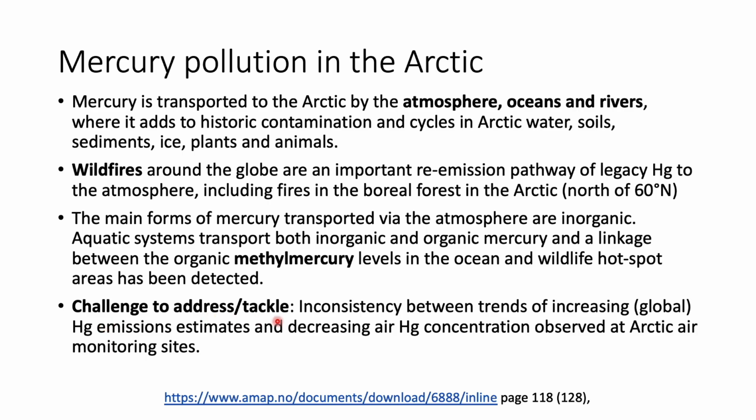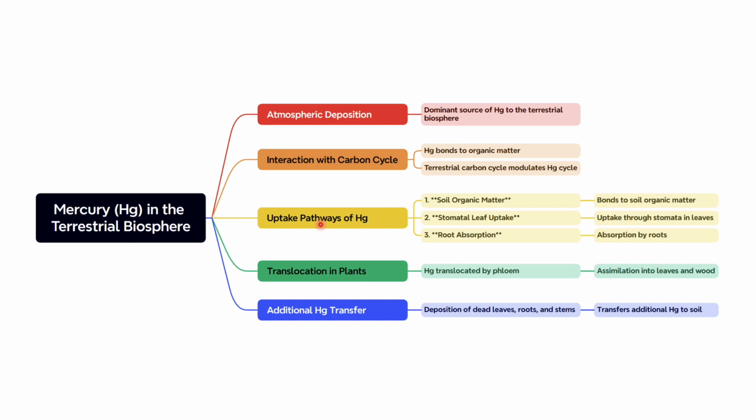What are the challenges we need to address? There is inconsistency between the trends of increasing mercury emissions and decreasing air mercury concentration observed at the Arctic monitoring site. So there are more contaminants being released, but we are monitoring less. Here is mercury in the terrestrial biosphere. This is not mainly pertaining to the Arctic region, but to the terrestrial region. One is atmospheric deposition, the second is interaction with the carbon cycle. The uptake pathways are basically soil organic matter takes up.